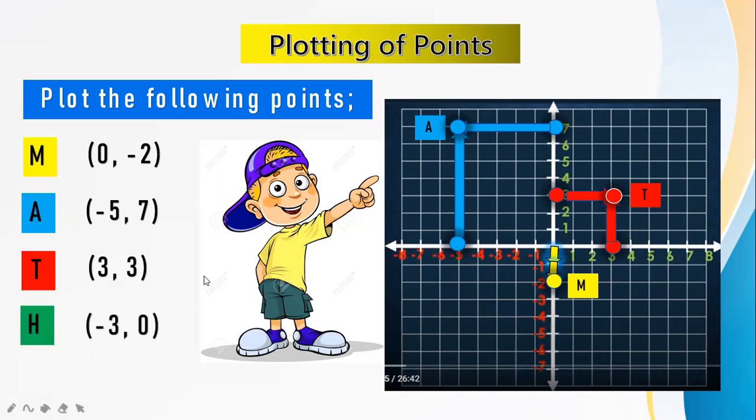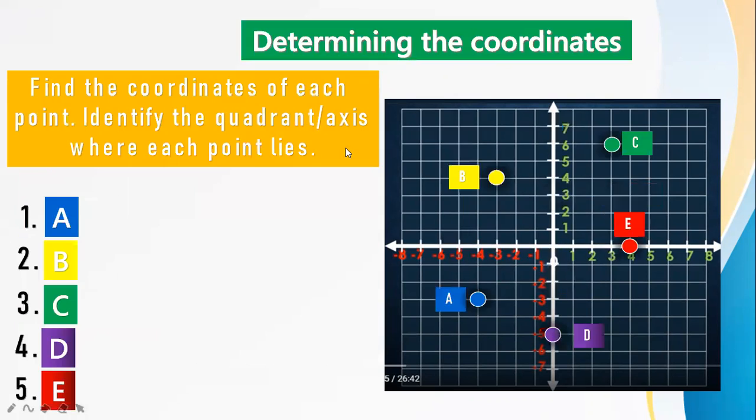Next, we have negative 3 and 0. So again, this will be your x and this will be your y. So negative 3. So therefore, we have negative 3: 1, 2, 3. And then your y is 0. So no need to move the units because the unit is 0. And therefore, this will be your point H.